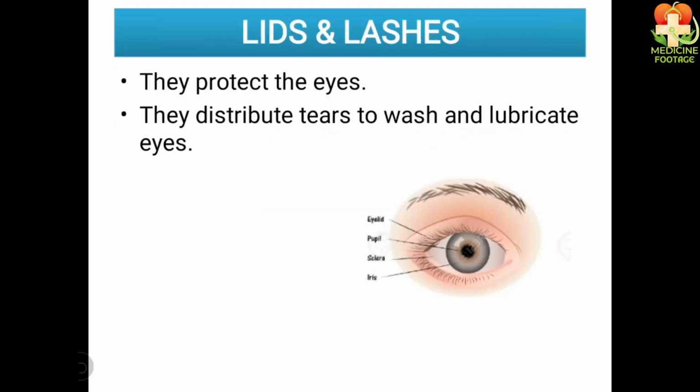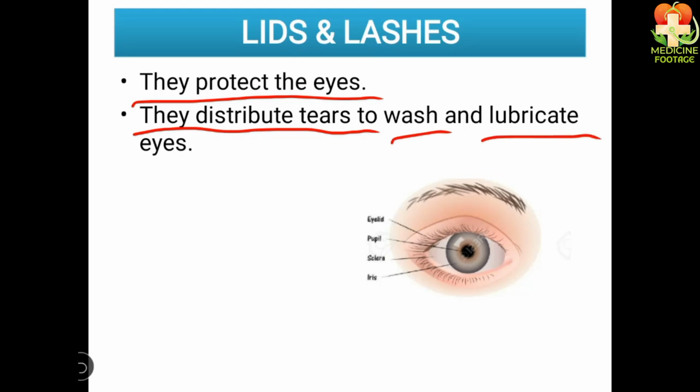Now, let's come to lids and lashes. We also have lids and lashes in our eyes. What is their function? First, their main function is to protect our eyes from any external damage. After that, they distribute tears in our eyes so that our eyes can be cleaned and lubricated.